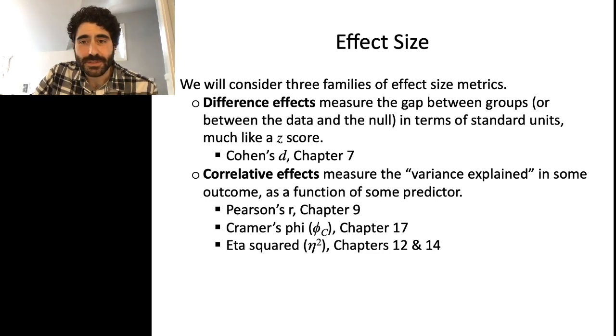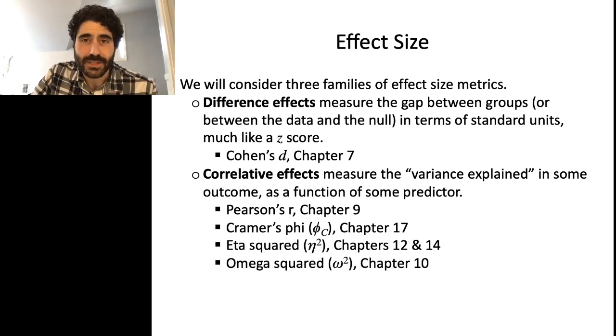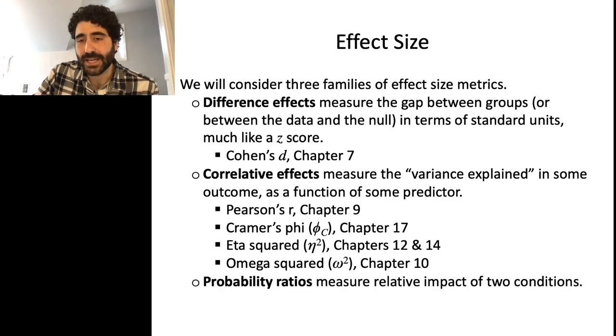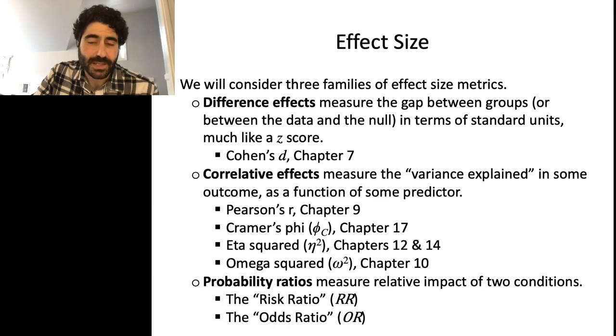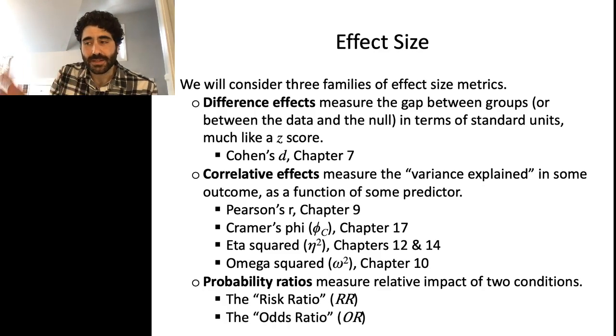And then today we're also going to talk about eta squared and omega squared, which are the effect sizes we use for ANOVAs. And then finally, another way of talking about differences between conditions, often in the context of nominal variables, are risk ratios and odds ratios. So all of these are ways of measuring how strong some effect is, meaning how different two groups are, or how correlated two variables are, or how related two different nominal outcomes are.